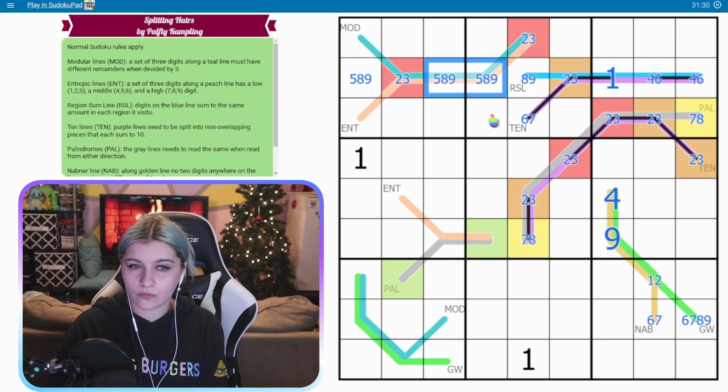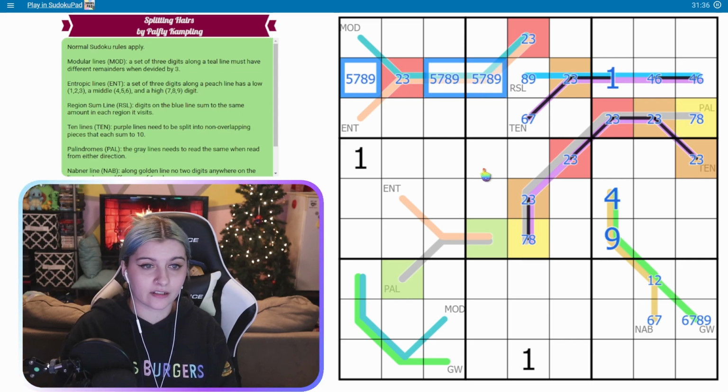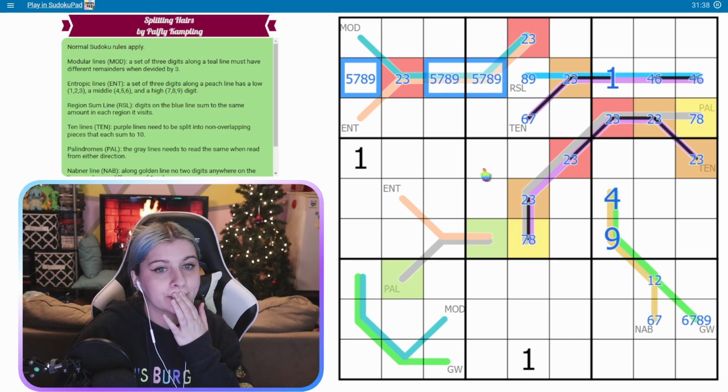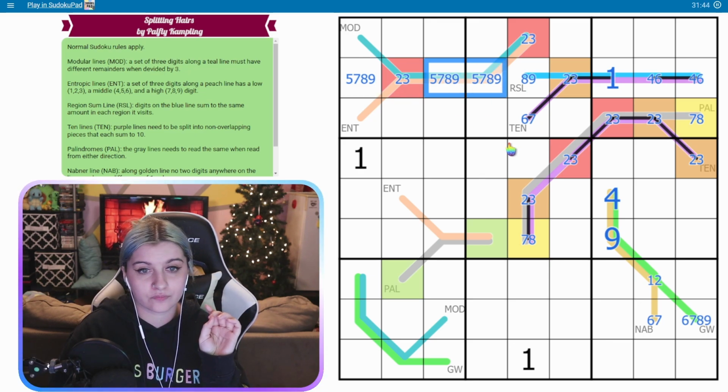Oh, I'm missing a digit. Shoot, I'm missing a digit. I need another... This also has a 7 here. Dang. Still, I don't want this stuck being 5, 8.